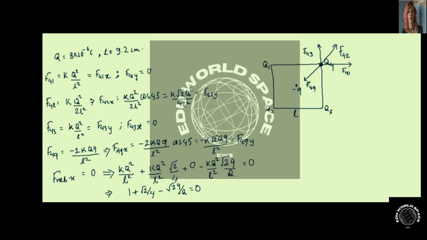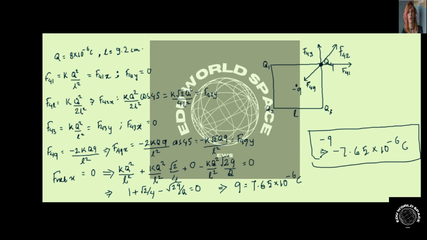Now if you plug in the value of capital Q as 8 × 10^-6, it gives me the small q that is equal to 7.65 × 10^-6 coulombs. So we should plug in a minus of q, so this is equal to minus 7.65 × 10^-6 coulombs. So this is the charge that should be kept at the center. So this is the solution to this problem.